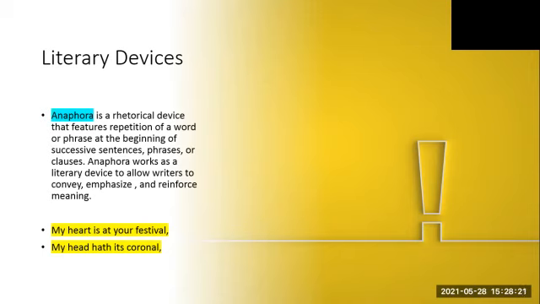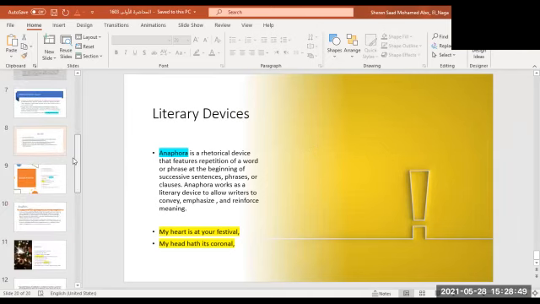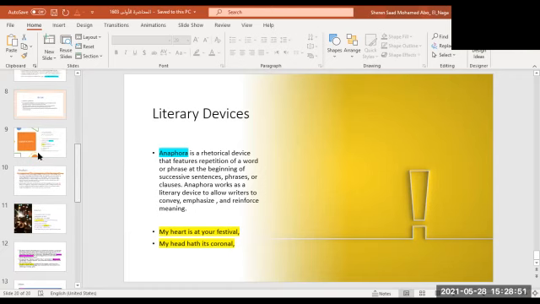So this is what Wordsworth is doing. My heart is at your festival. My head has its coronal. Coronal, we said, is a crown, a tag. But then he admits at the end that something is missing. He lost the glory and the freshness of the dream that he expressed in stanza 1.